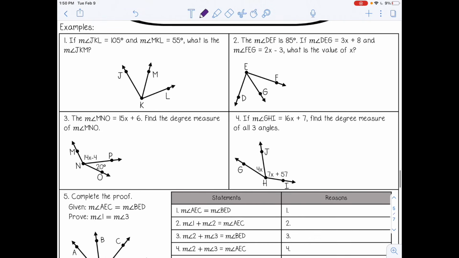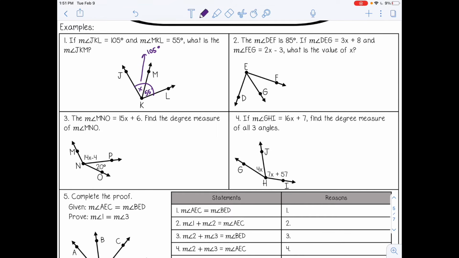All right, so let's try some examples. If you're given pieces of information in the problem and you have a diagram, make sure you label your diagram as you go through. So the measure of angle JKL, that's the whole thing, is equal to 105. And you can draw a little arrow out just to make sure you remember it's the whole thing. And then MKL, this piece here, is 55. And we want to find the measure of JKM, so we want to find this.